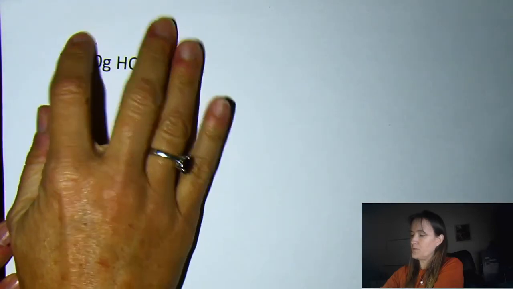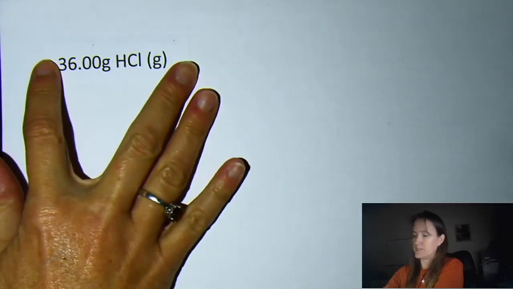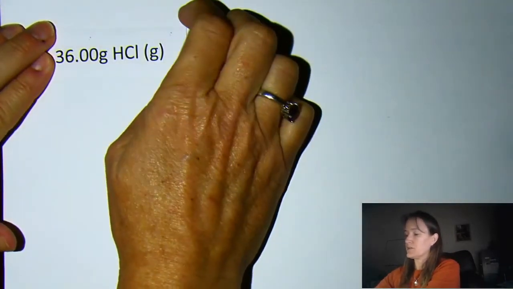So in order to do this problem, we need to start with our measurement. We have to think about the normal kinds of calculations that we've been doing. If you have a measurement, that is our starting point, and we try to figure out how much of something else we have or need or make.